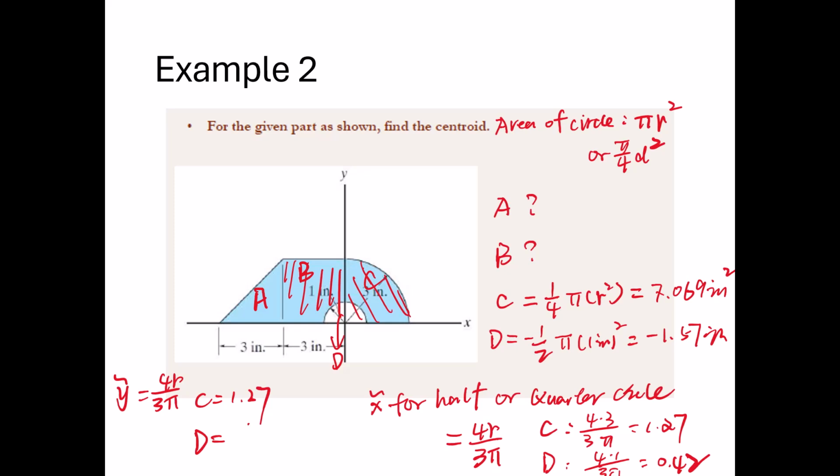Okay. For the X of D, it should be 0, because D is symmetric around the Y axis. So its centroid on the X should be 0.